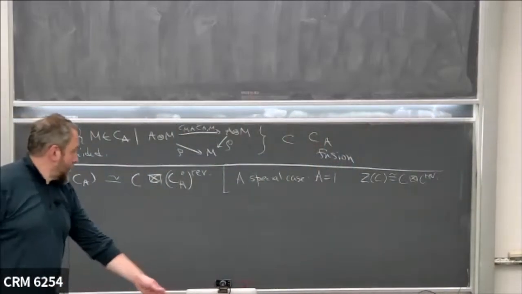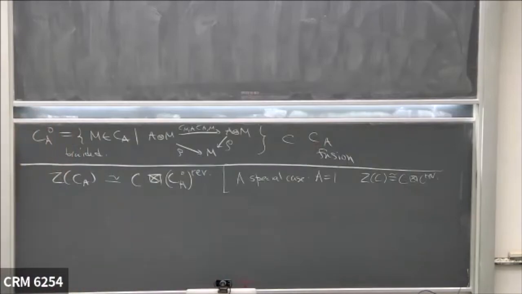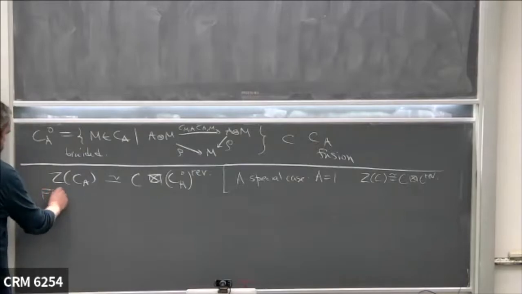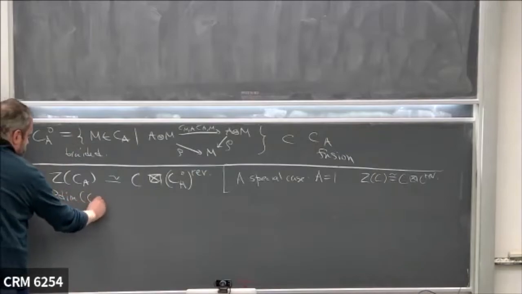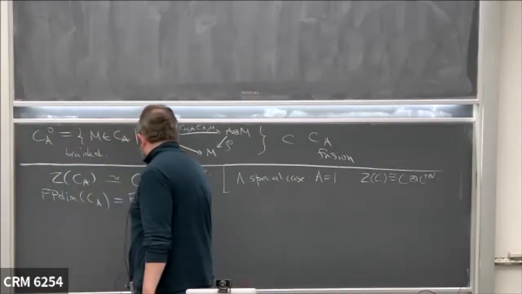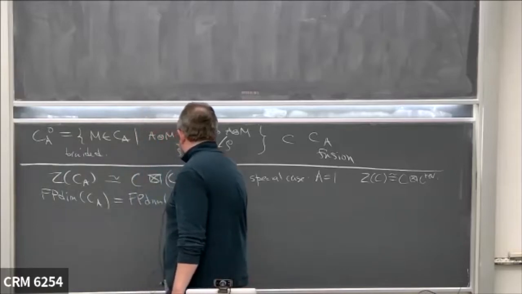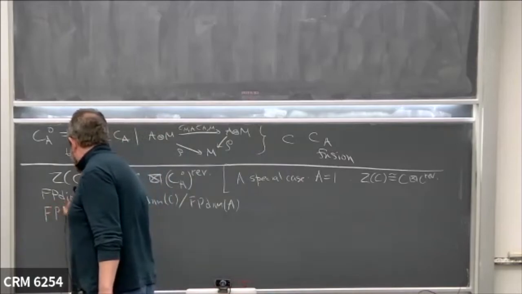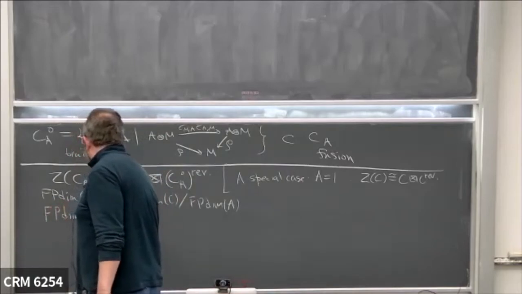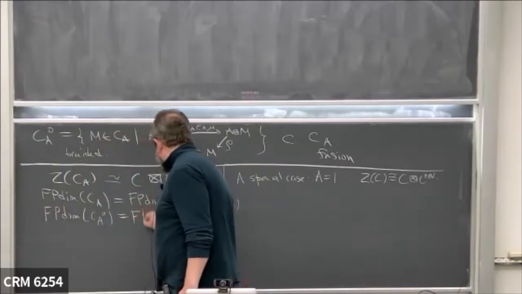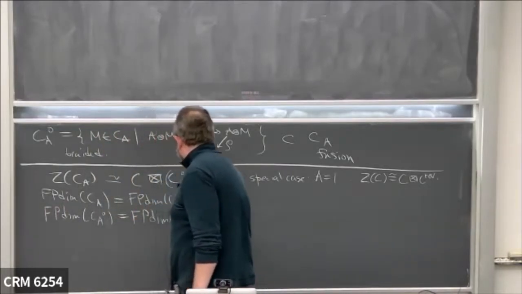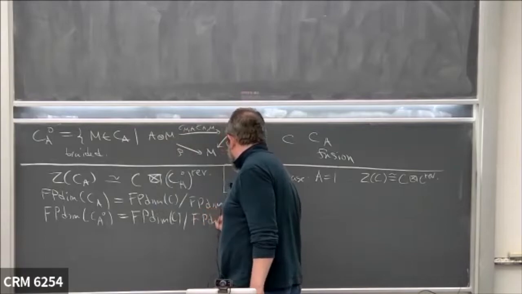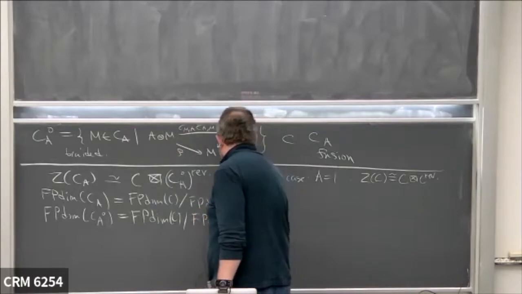Now, I always assume that C is non-degenerate. So in this case, you can actually compute the dimensions of the categories that we obtain. The Frobenius-Perron dimension of CA is the dimension of the original category divided by the dimension of A, and the Frobenius-Perron dimension of the category of local modules is the dimension of C divided by the square of the Frobenius-Perron dimension of A.